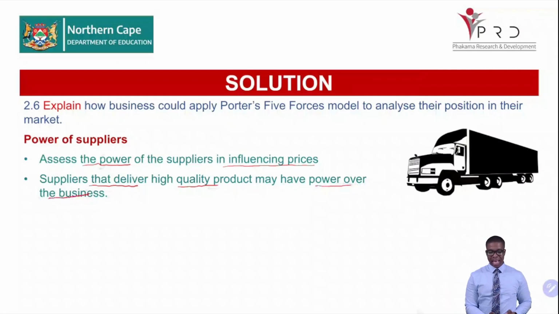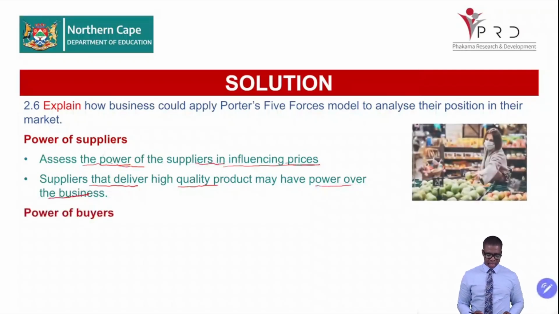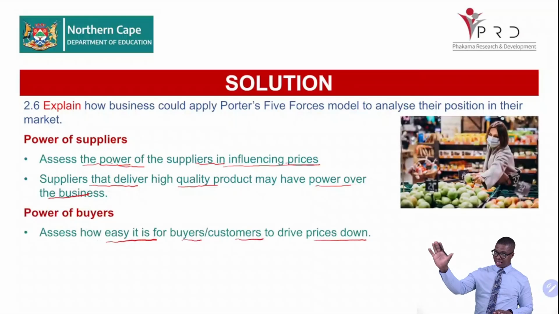Hence we say here, as a business, when you apply Porter's 5, you are assessing the power of the suppliers in influencing the price. Then we also look into the power of the buyers. Here with the power of the buyer, what are you doing? You assess how easy it is for suppliers or customers to drive down the prices. So the business here is saying, yes, we are the business, we are offering a certain service or product, but then what are we doing? We are assessing to say, can the buyer drive down the price?